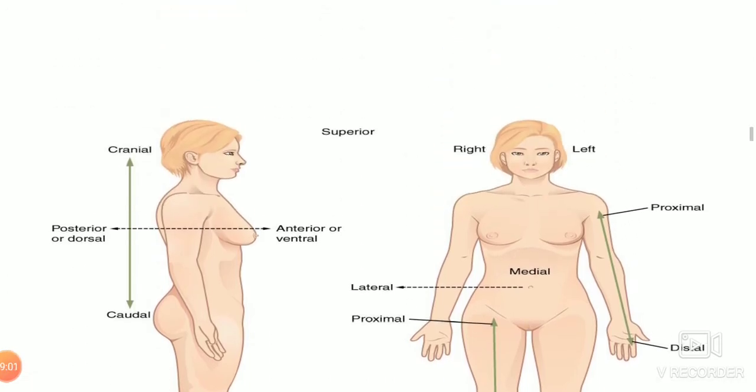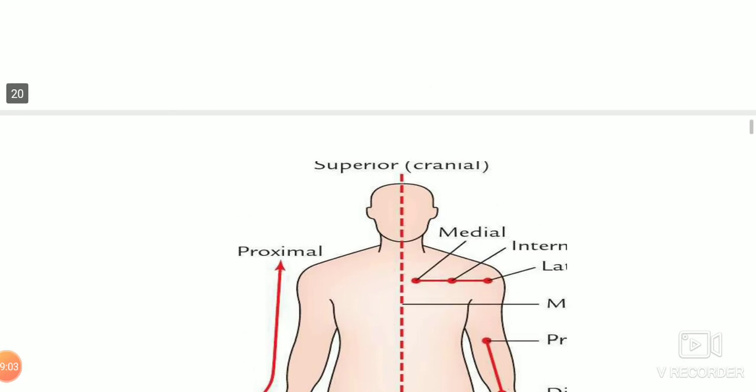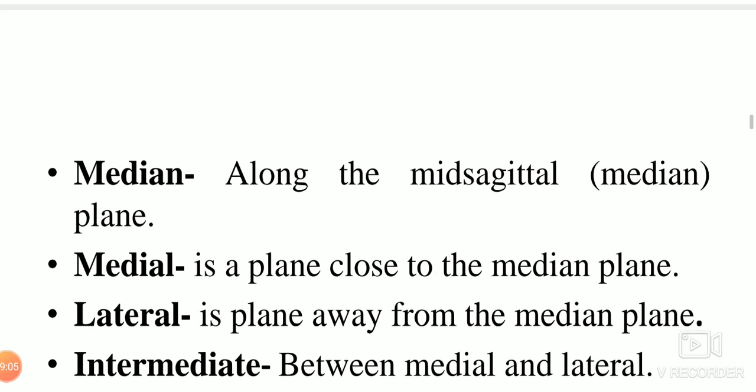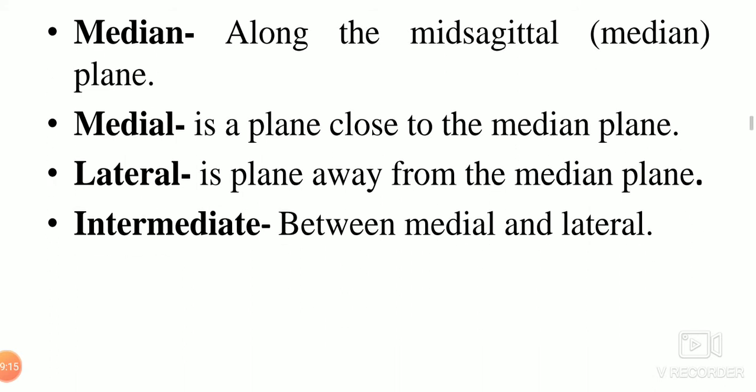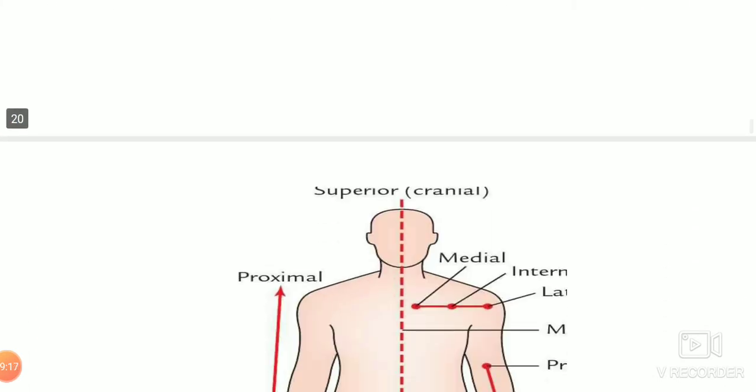Then superior and inferior, towards the head and towards the feet. Then median, along the mid sagittal plane or median plane. Now medial is the plane close to the median plane. Lateral is the plane away from the medial plane, and intermediate is between the medial and lateral plane. Medial is the plane close to the median plane or midline. Lateral is away from the midline or median plane. Intermediate is between the medial and lateral plane.